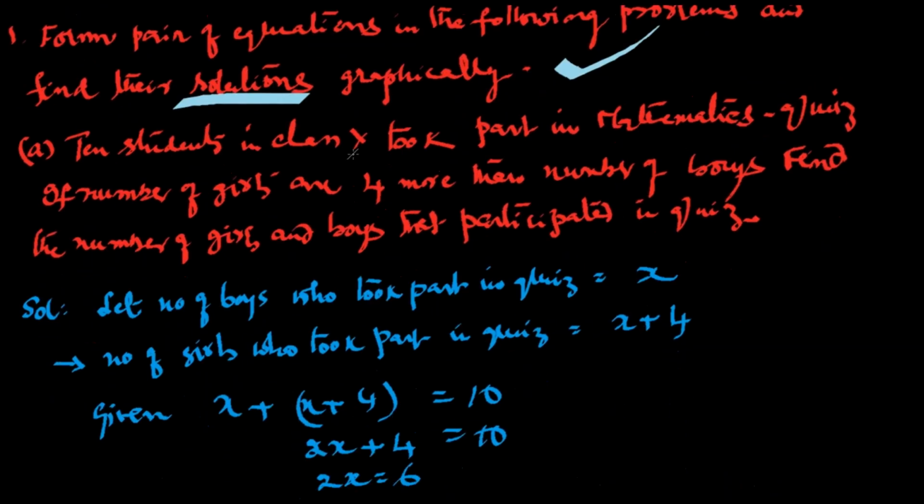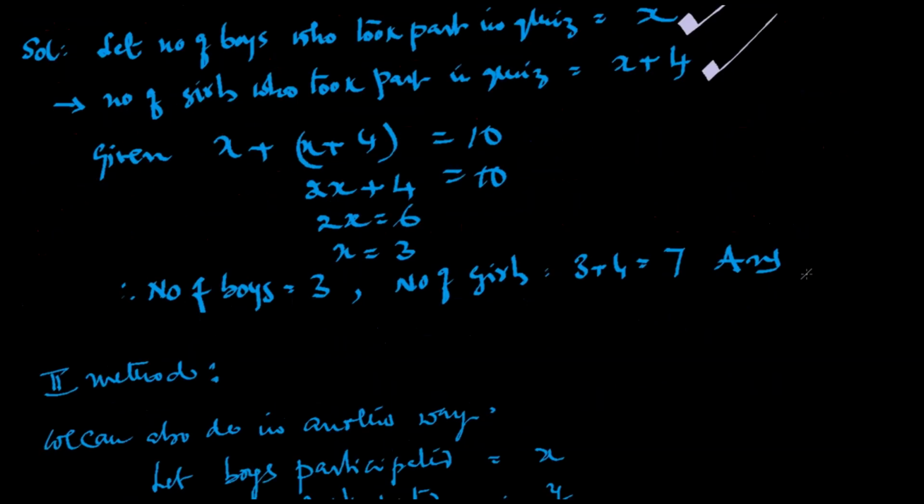10 students in class 10 took part in a mathematics quiz. If the number of girls is 4 more than the number of boys, find the number of girls and boys that participated in the quiz. This is the problem. Let the number of boys who took part be x, then girls automatically x + 4. Given that the total number is 10, x + x + 4 = 10. So x must be 3. Number of boys 3. Number of girls is 4 more, 7.